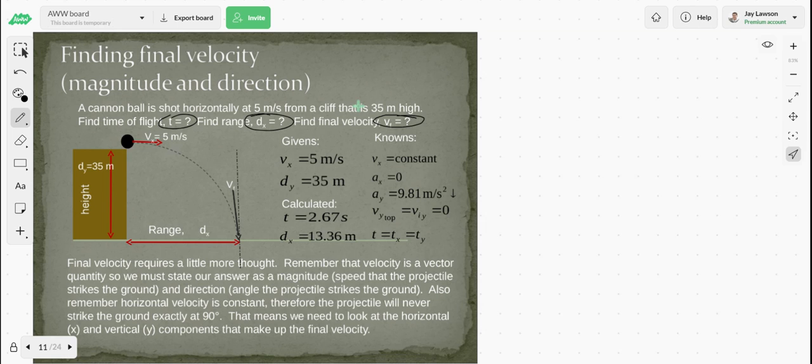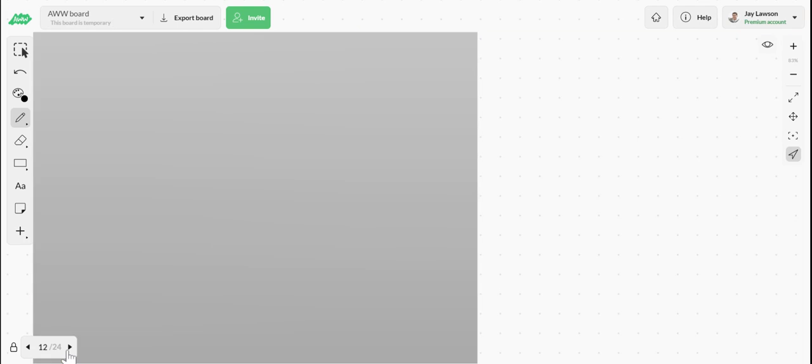It says final velocity requires a little more thought. Remember that velocity is a vector quantity. So we must state our answer as a magnitude and direction. Also, remember horizontal velocity is constant, therefore the projectile will never strike the ground at exactly 90 degrees. A projectile will never strike the ground at exactly 90 degrees. That means we need to look at the horizontal and y components that make up the final velocity. All right, so let's move on and see what this is going to look like.